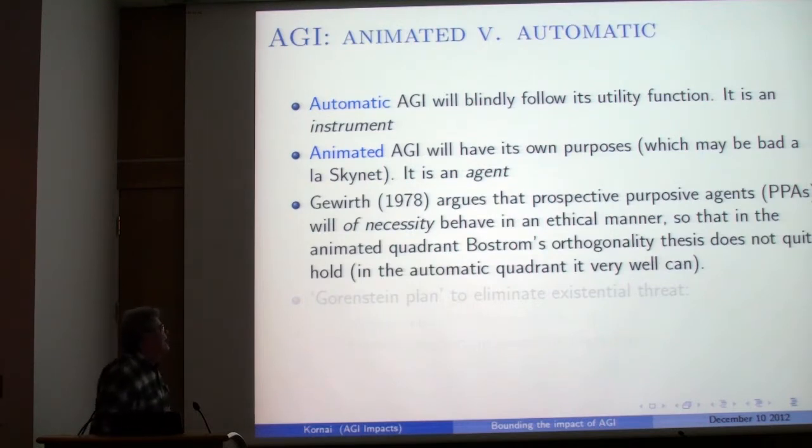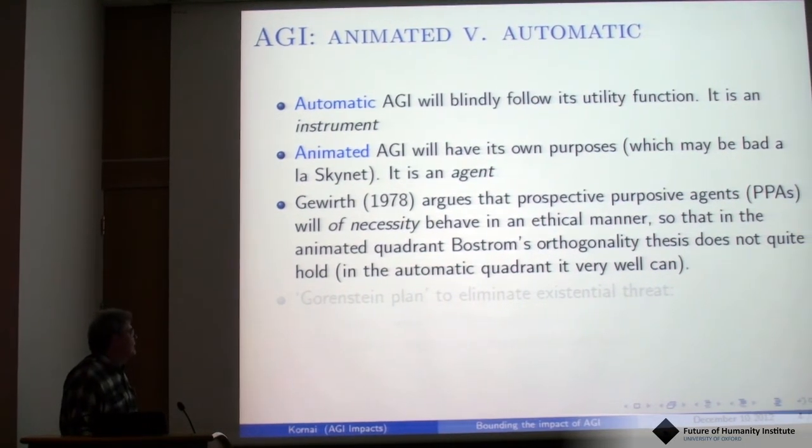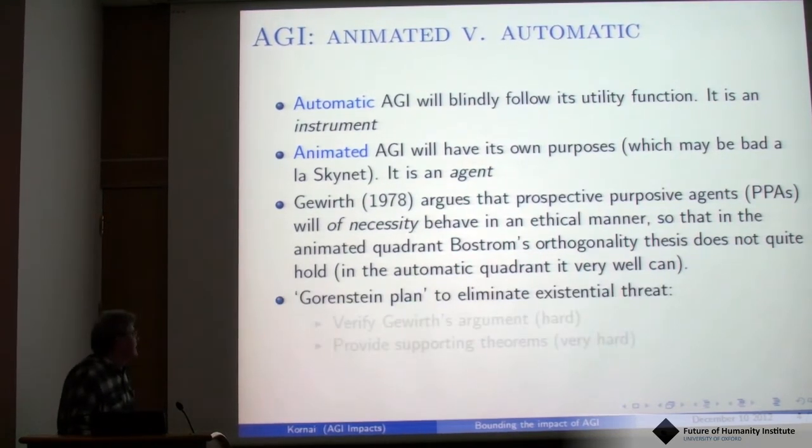Alan Gewirth argued in a full book and then in a bunch of subsequent papers, arguments, counter-arguments, we'll get to that, that what he calls prospective purposive agents, or PPAs for short, will of necessity behave in an ethical manner. Bostrom had the orthogonality thesis presented. The claim here, according to Gewirth, is that at least in the animated quadrant, this orthogonality is not quite true. It's not true that if you're intelligent, you can still do a lot of evil things. So that is the argument I'd like to present and turn it into something like a Borenstein plan.